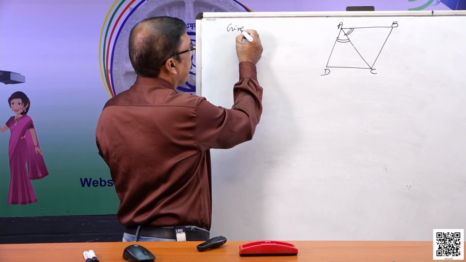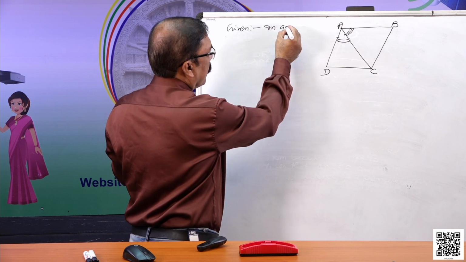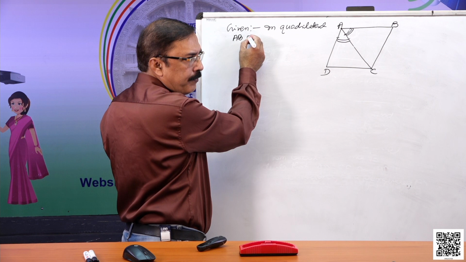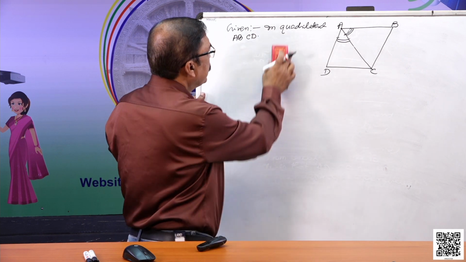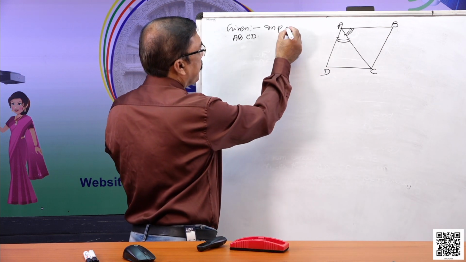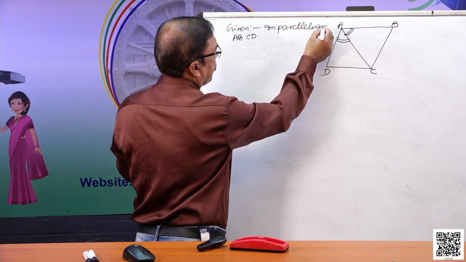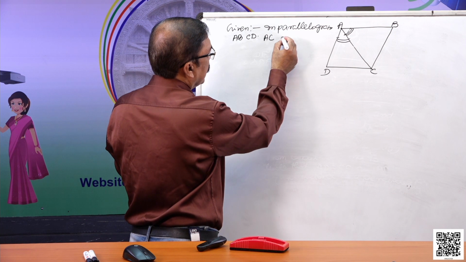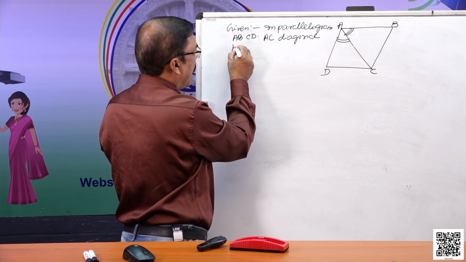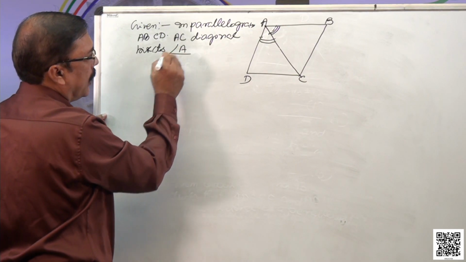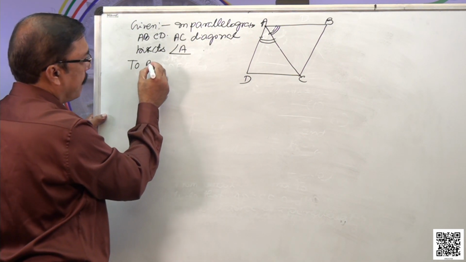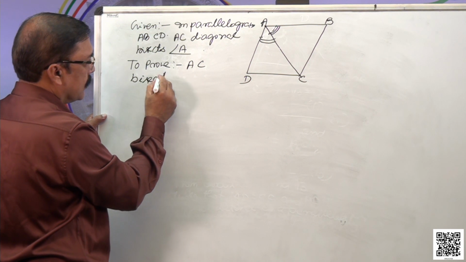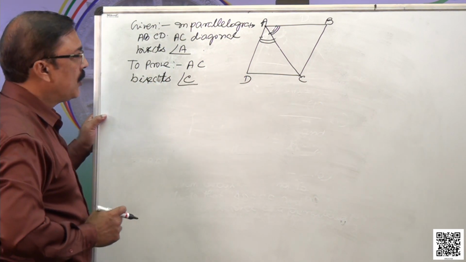So, here it is given, in parallelogram ABCD, diagonal AC bisects angle A. To prove: AC bisects angle C. Now, how to prove this?